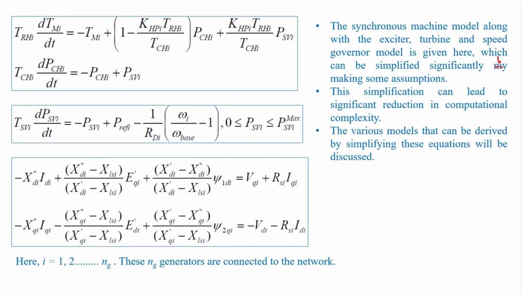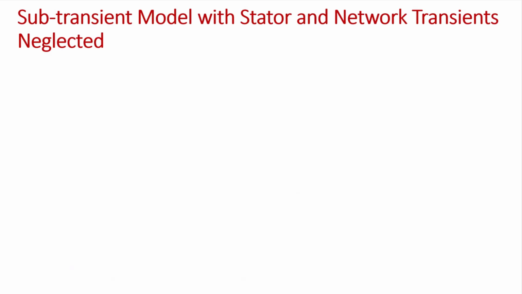So the various models that can be derived by simplifying these equations will be discussed now. Now let us see. This is the first model. It is called the subtransient model with stator and network transients neglected. Okay, the subtransient model means whatever we have studied till now, all the equations will be considered, but we are neglecting here the network transients. So whatever network equation, whatever algebraic equation we have derived till now for the network, that is the power balance equation or whatever, those equations are not really the transient equations of the network. Okay, so if we consider the transient of the network, the transient of the network is very fast as compared to the rotor transient of the synchronous generator.